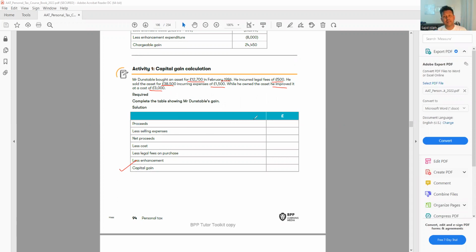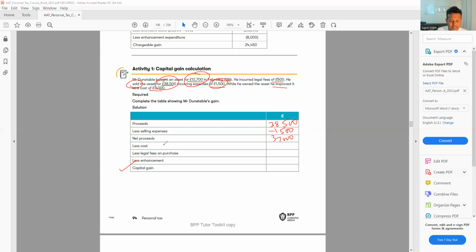So capital gain is the amount on which we have to pay the tax, but there are some deductions we have to make. For example, if we have any loss from last year or the annual exemption, we're going to see it one by one. So proceeds: we sold it for 38,500. This is the selling price. Less selling expense. The selling expense is 1,500. We can see this is minus. So net proceeds will give me 37,000.